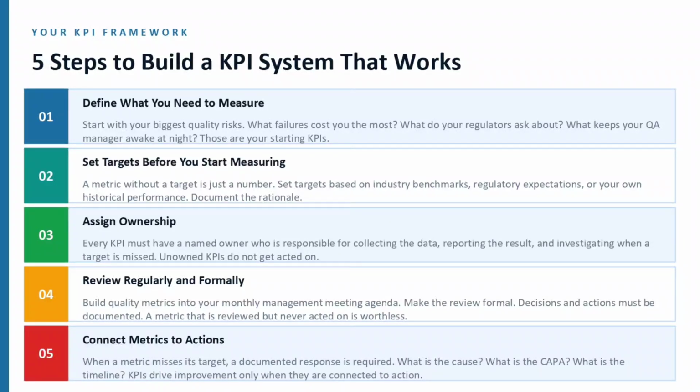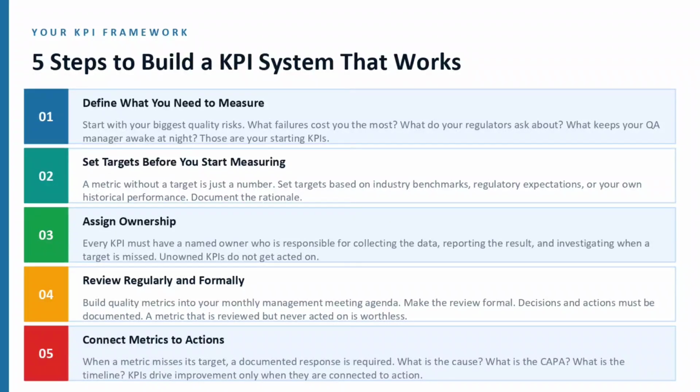Step 2. Set targets before you start measuring. A number without a target is just data. It is not a metric. Set your targets based on industry benchmarks, regulatory expectations, or your own historical performance as a baseline. And document the rationale for each target. Why is 95% right first time the right target for your lab? The answer to that question should be written down.